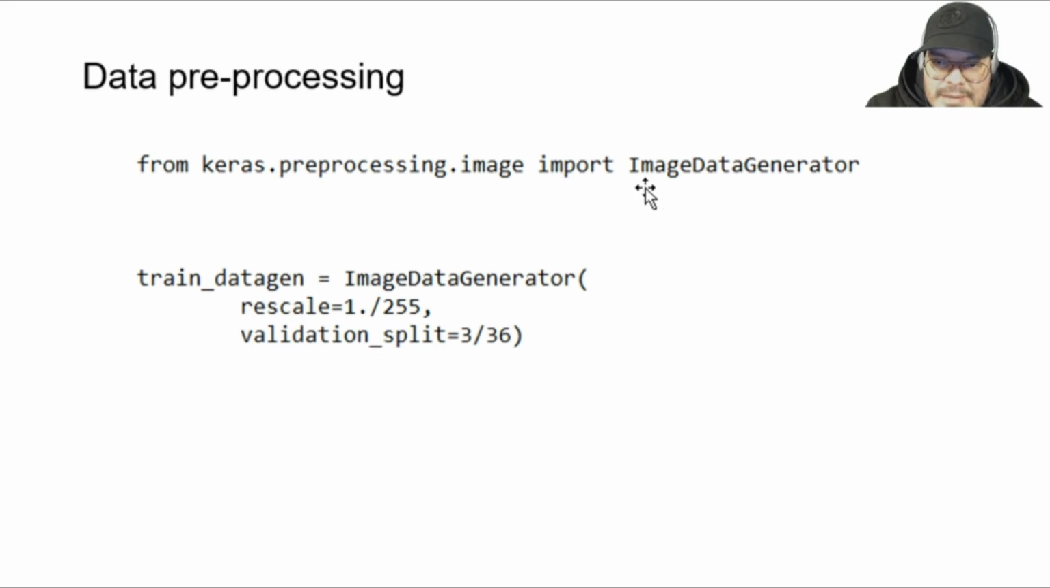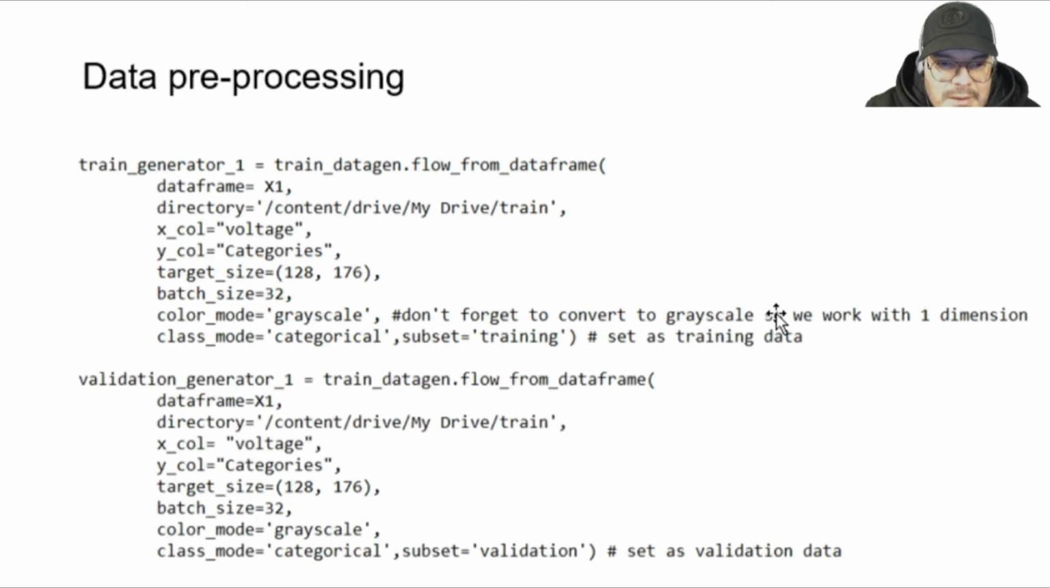So we use the image data generator, and we can go ahead and rescale, normalize by 255. And we select a validation split that works out with the size of our batches. So for me, this worked out really well for the final 90% training, 10% testing that we discussed. So then we go ahead and create the generators, and we're going to create a training generator and validation generator for each of the voltage and current inputs.